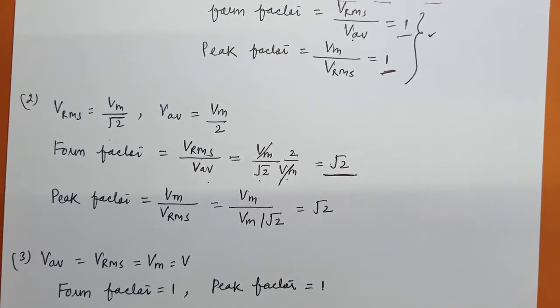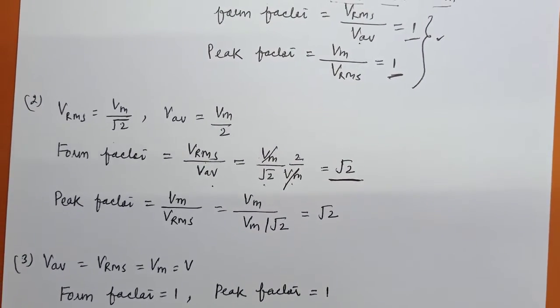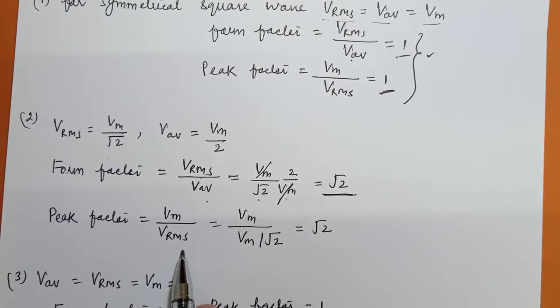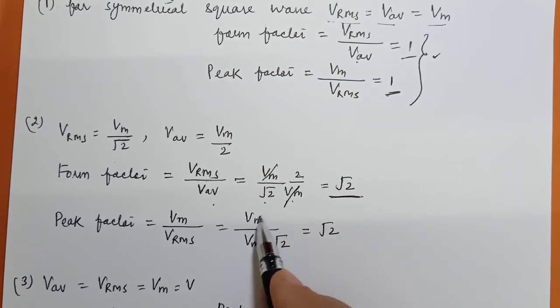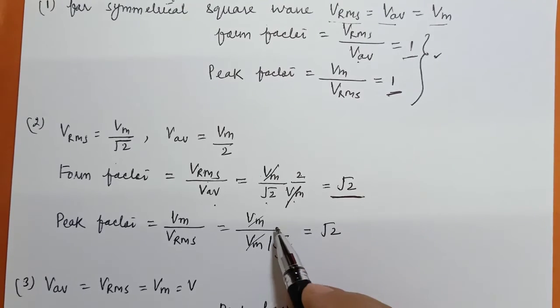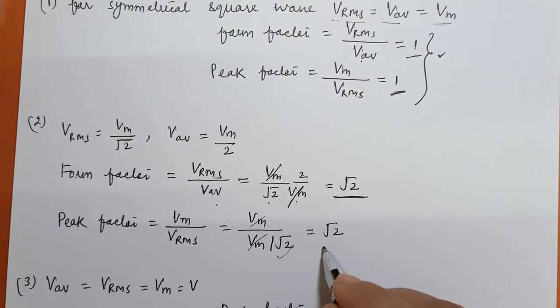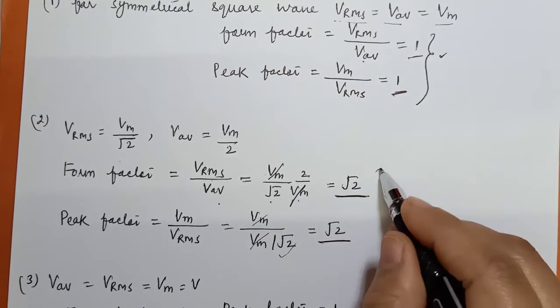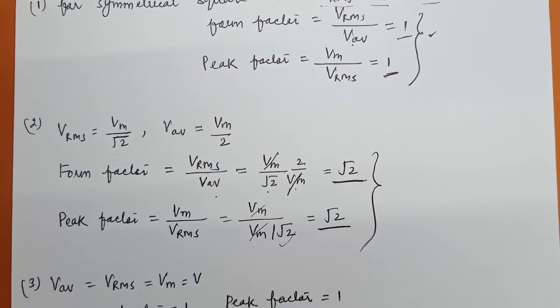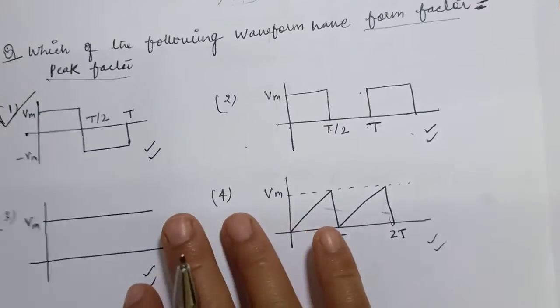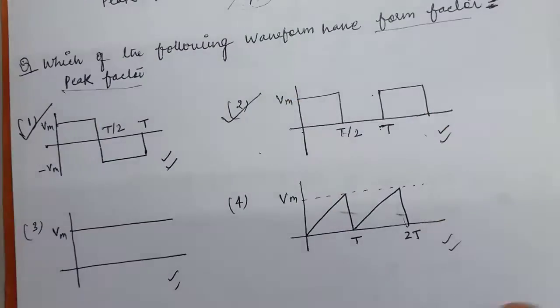So what will be the peak factor? Peak factor will be the maximum value divided by the RMS value. The maximum value is Vm and the RMS value is Vm by root 2. So Vm gets cancelled, and this root 2 moves to the numerator. So root 2. So in this waveform also you are getting the form factor equal to the peak factor. So the second option is also true.